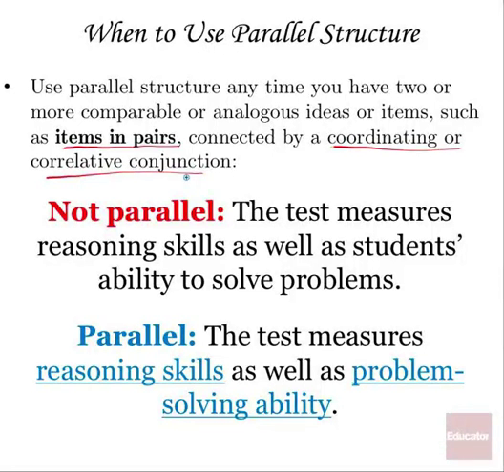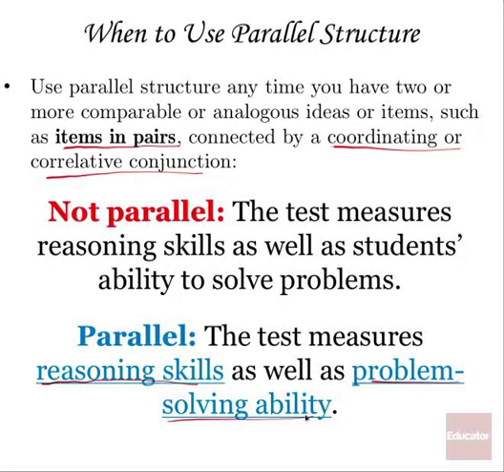So, it's not parallel to say, the test measures reasoning skills as well as students' ability to solve problems. You notice how it gets kind of wordy and bumpy at the end there? Well, that's because it's not parallel and your brain was expecting it to be. So, you rewrite the sentence to say, the test measures reasoning skills as well as problem-solving ability. Now you're measuring two complementary things, two equal things, so you use parallel structure and all of a sudden it's clearer and more memorable.